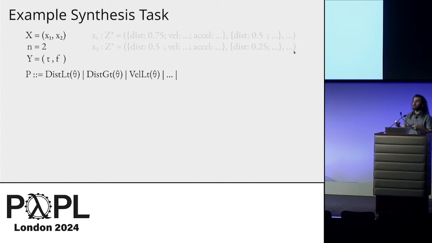So the language that I'm going to be using here is sort of like regular expressions or temporal logic, where you might have predicates like the distance is less than theta or the distance is greater than theta, where here theta are real numbers between 0 and 1.